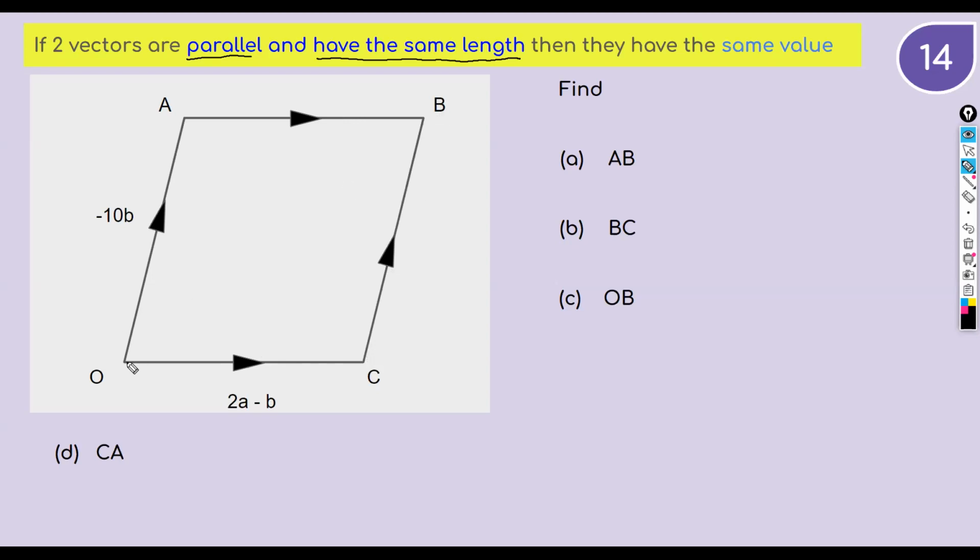The examiner only gave you OA and OC, but he left out CB. Right, and it's straight out of the note here. It's not even a trick question. It's minus 10B, okay? So from C to B, because it has the same length and is parallel to this vector, no calculation involved. They automatically have the same length. And of course, AB and OC have the same direction, they're parallel, they have the same length. So this is 2A minus B. All right?